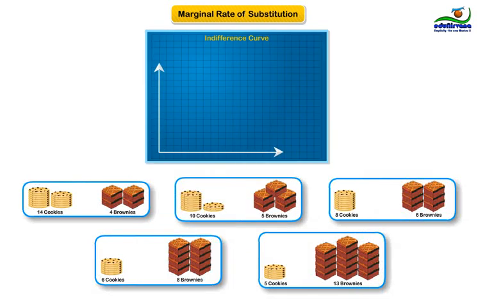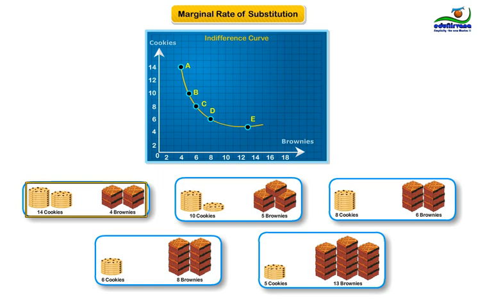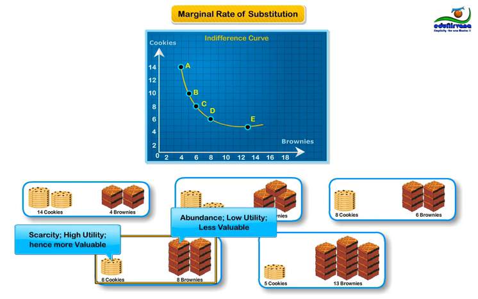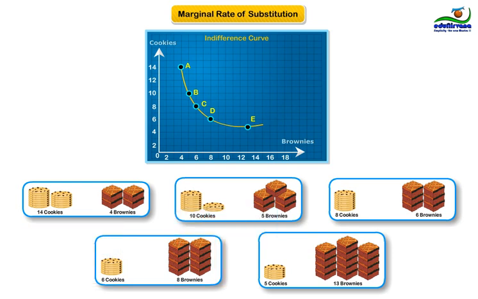Marginal rate of substitution goes on diminishing as we move down the indifference curve, as consumer will be having more units of brownies and fewer units of cookies. As this substitution continues, each unit of cookies becomes more and more valuable because of its scarcity. This second concept is similar to the marginal utility and the law of diminishing marginal utility explained earlier, right?